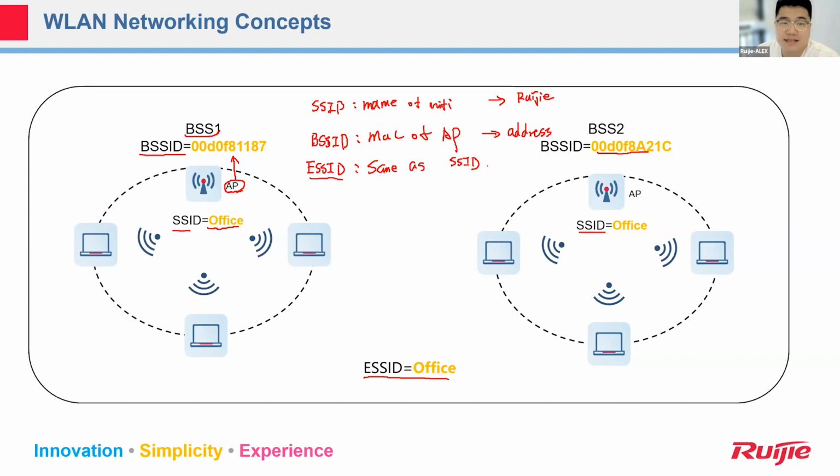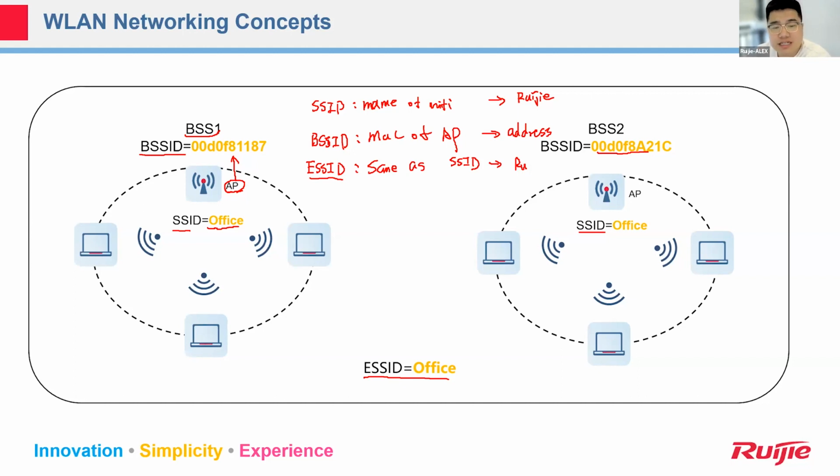Well, what's the ESSID? Nowadays we have services or a business in different regions, right? So the ESSID represents, for example, our shops and offices in different regions. The ESSID is the region. I hope this example can help you more easily understand these three concepts.